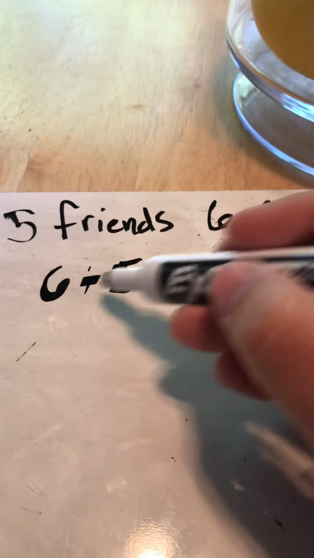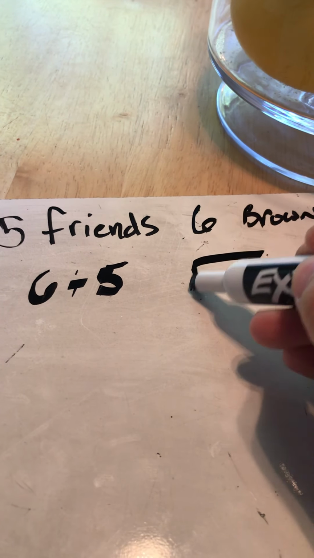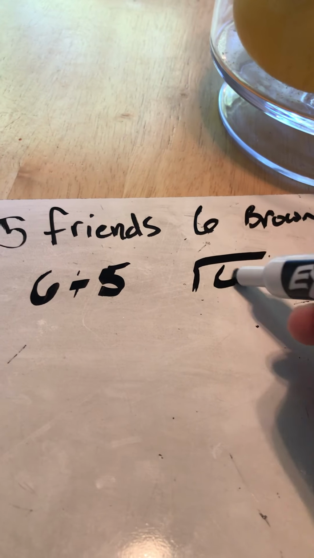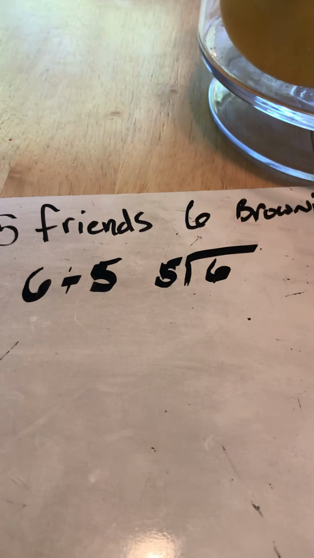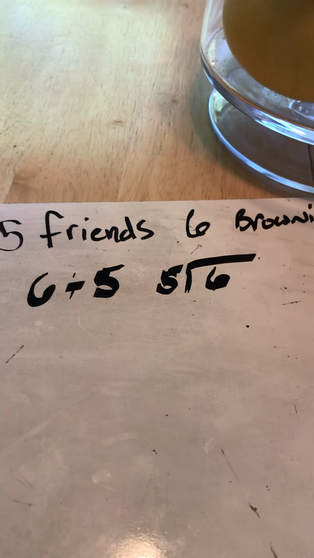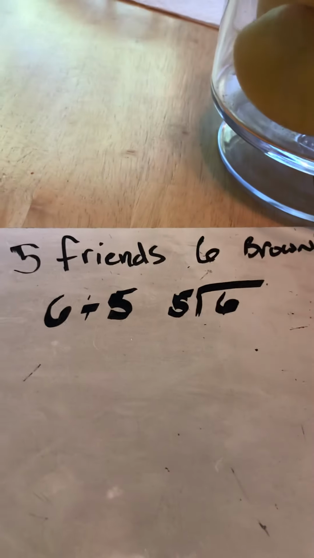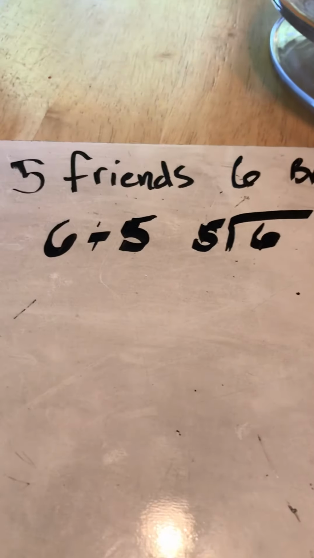And if you were confused by this, you could always set it up, because we're dealing with whole numbers at the moment. You could set it up like this. So we have 5 friends and we have 6 brownies. And we want to know how many brownies will each friend get, or how much of a brownie. Maybe it's more or less than a brownie. What do you think about that?